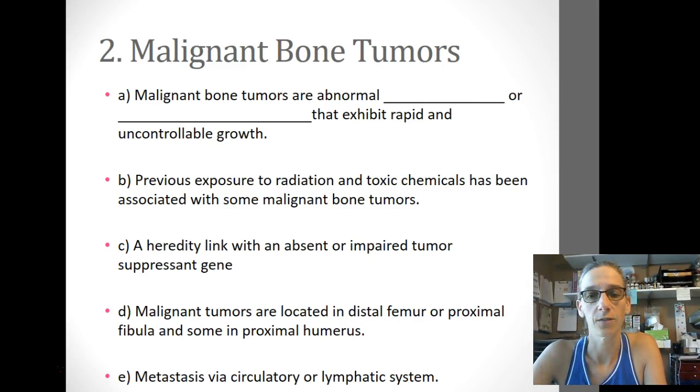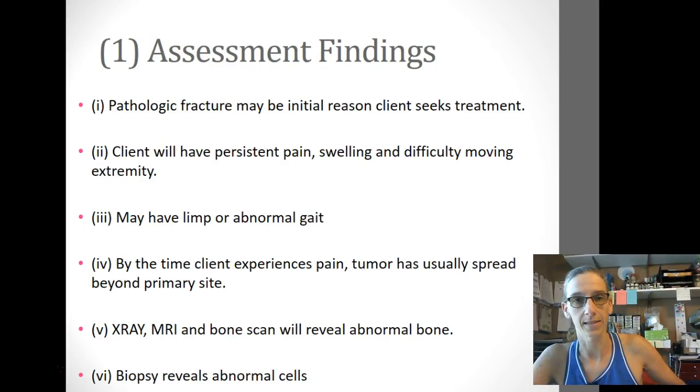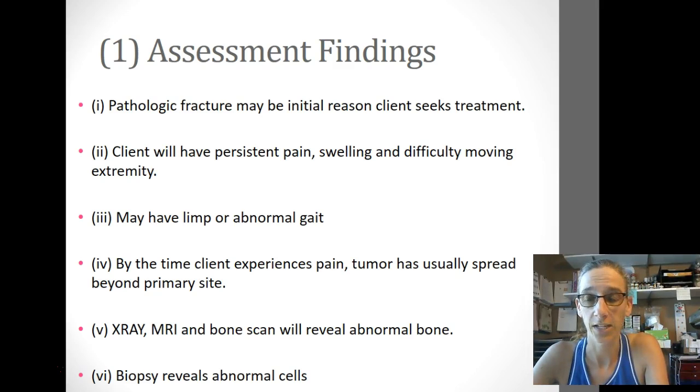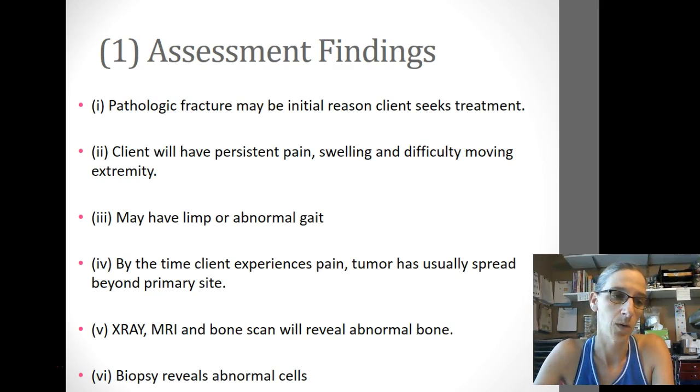Malignant tumors are located in the distal femur or proximal fibula and some in the proximal humerus. Metastasis is via the circulatory or lymphatic system. That's how these cancers metastasize. All right, so assessment findings, we may have pathological fractures, which may be the initial reason that the client seeks treatment. Client has persistent pain, swelling, and difficulty moving the extremity. They may have a limp or an abnormal gait. By the time the client experiences pain, the tumor has usually spread beyond the primary site. So X-ray, MRI, and bone scans reveal the abnormal bone, and the biopsy reveals abnormal cells.